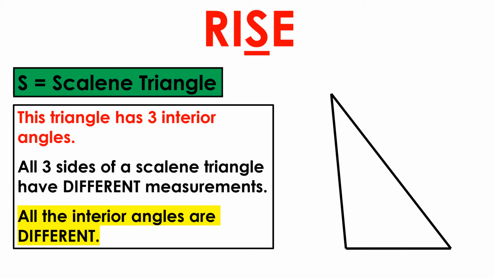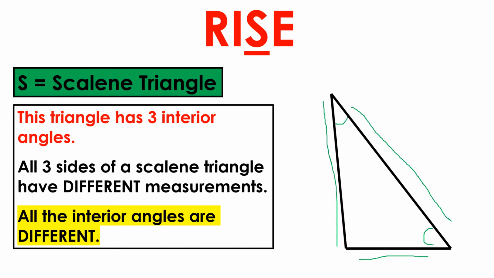So you could have this side where it's 10 centimeters, this could be 12 centimeters, and this could be 6 centimeters. The sides won't be the same, and the same thing with the angles. This could be 70, this could be 60, and this would be 50. All three would be different.